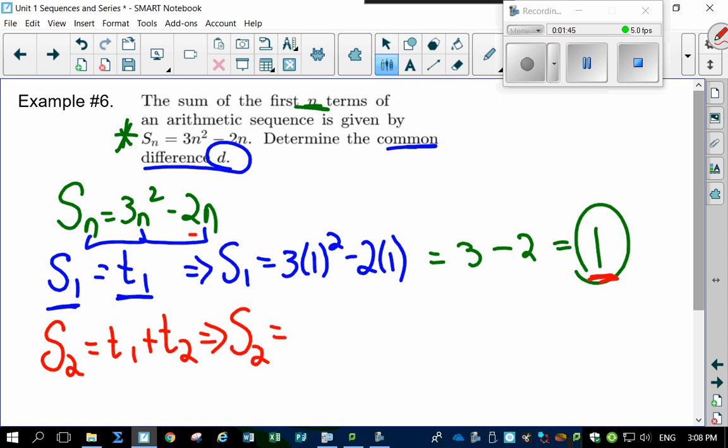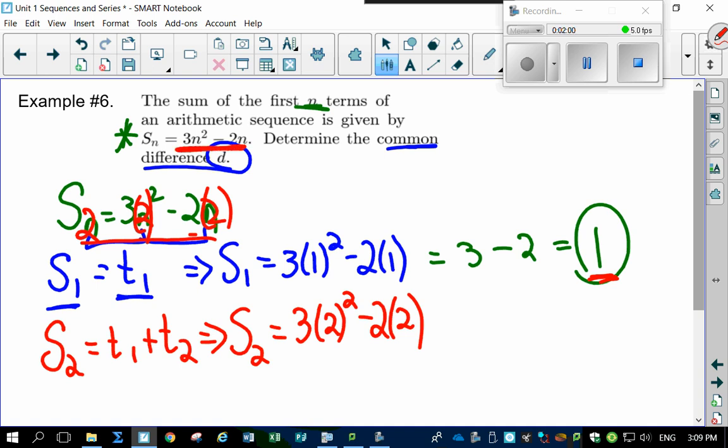Okay, using this formula here, that's a 2, that's a 2 now, and that's a 2. What do I mean? Okay, so 3 times 2 squared minus 2 times 2. Remember, it's right here, there's the formula for you. 3 times 2 squared. So 2 squared is 4, right? That's 4 times 3, that's 12. Minus 2 times 2 is 4. Minus 4, that equals 8.